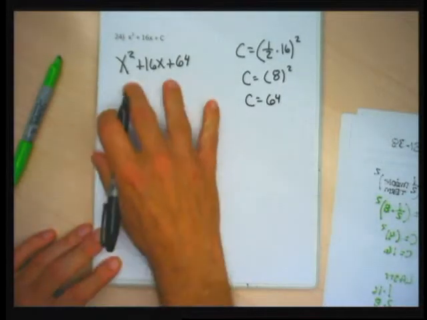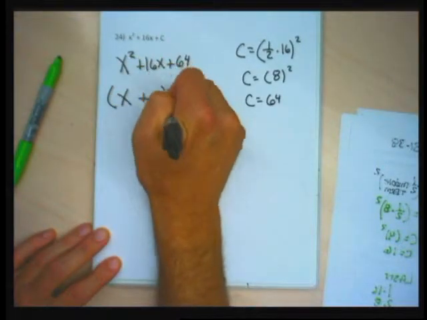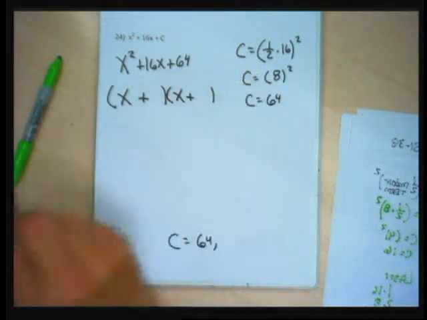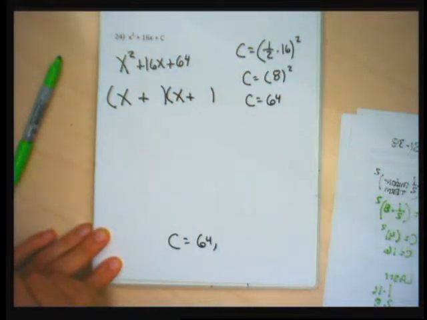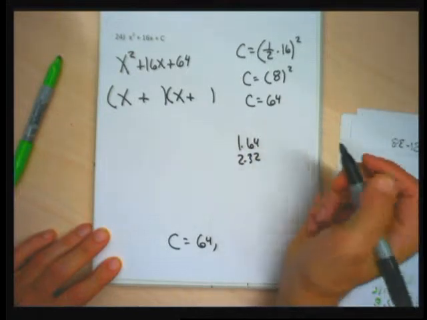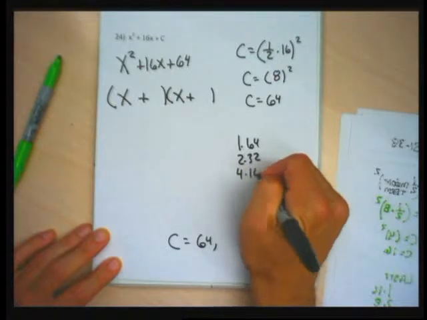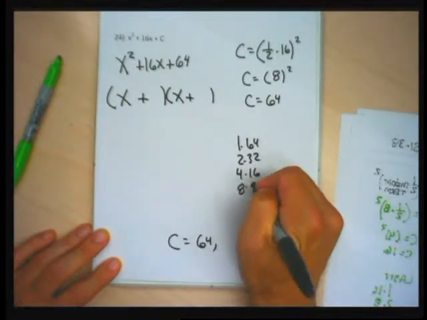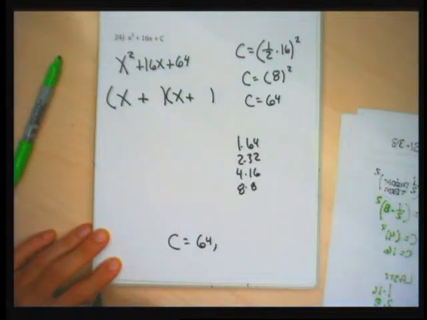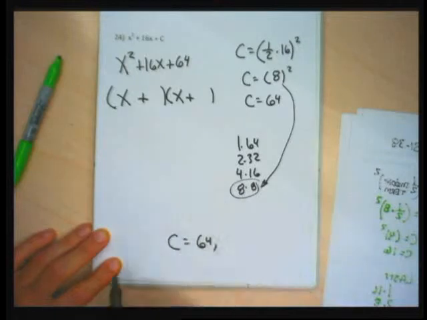The rest of my answer is what this factors into. And I don't need bottoms up because there's not a number in front of the x squared. I don't need any minuses because there's no minuses in the problem. My numbers have to multiply to 64 and add to 16. So I could do 1 and 64, 2 and 32, 4 and 16, 6 doesn't work, or 8 and 8. All those numbers multiply to 64. I need the pair that add to 16, and it's the 8 and 8.